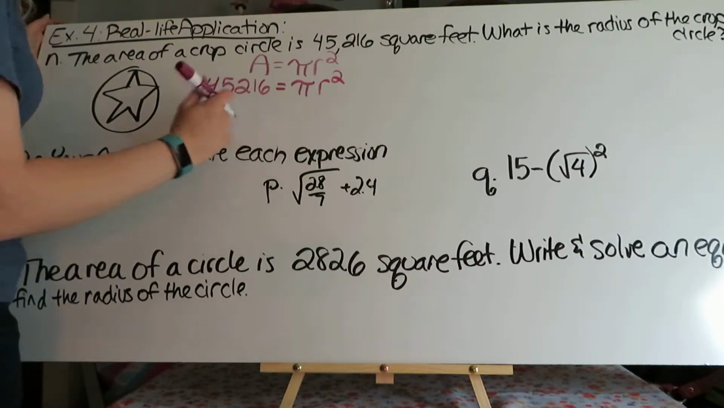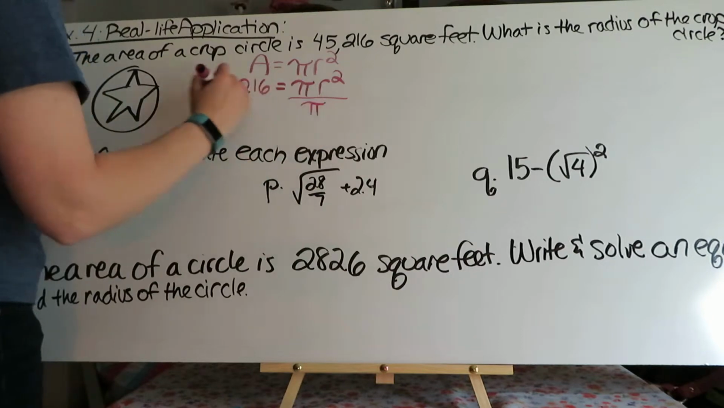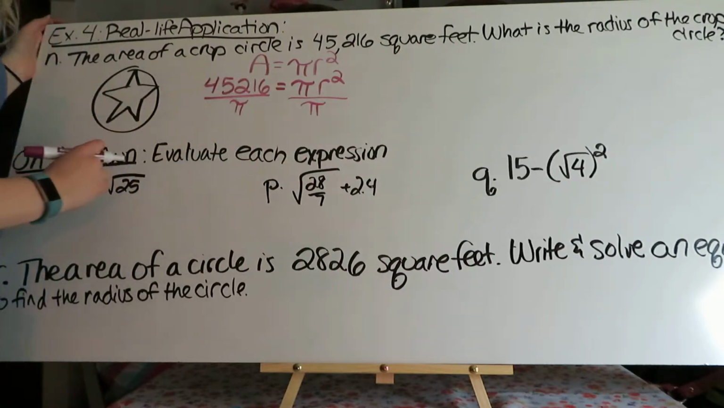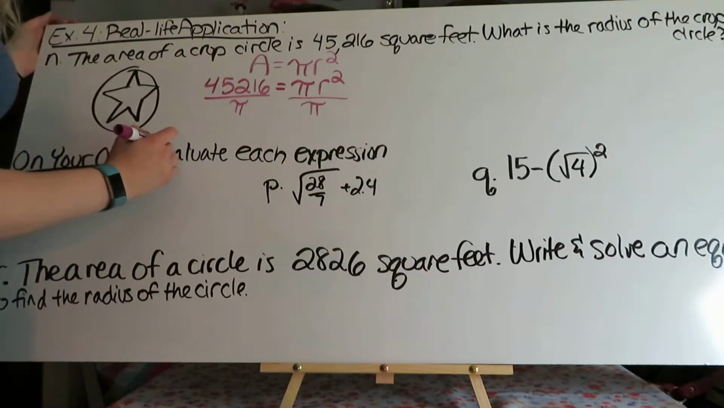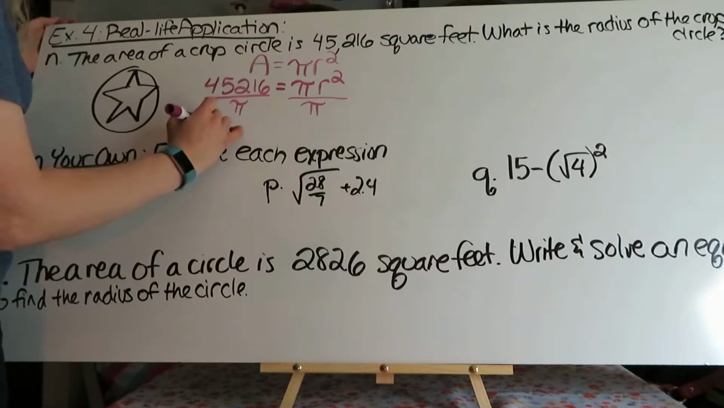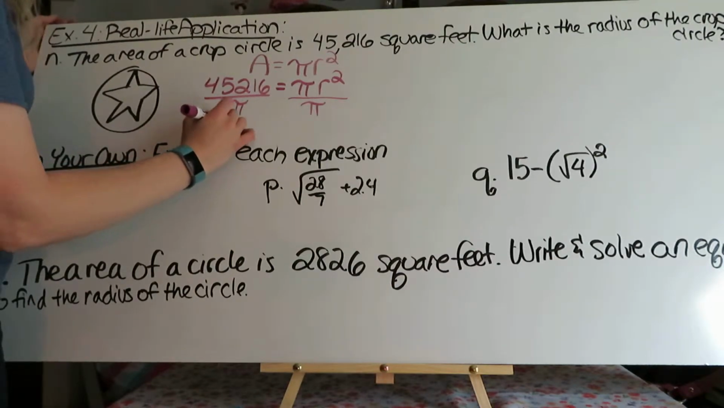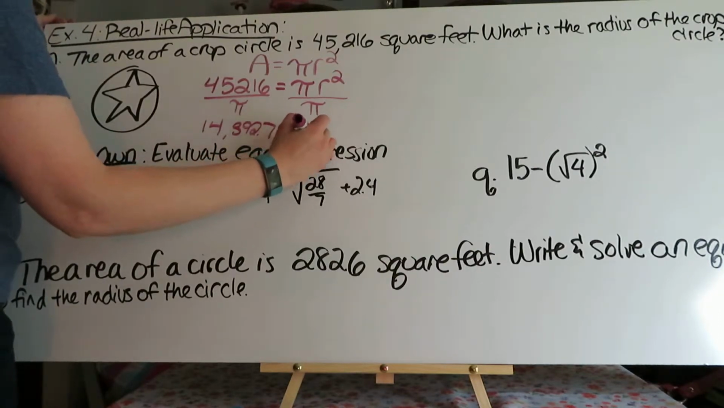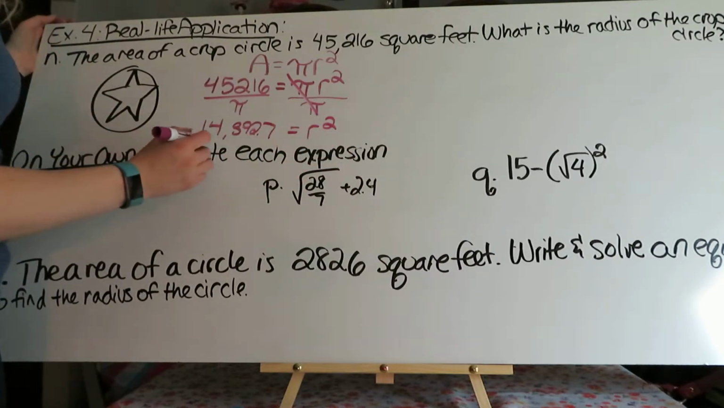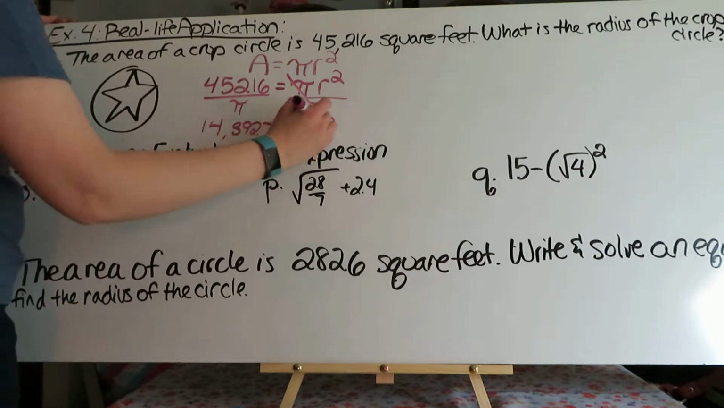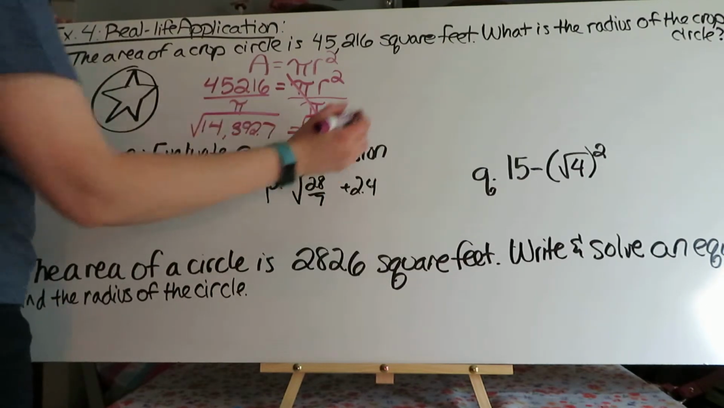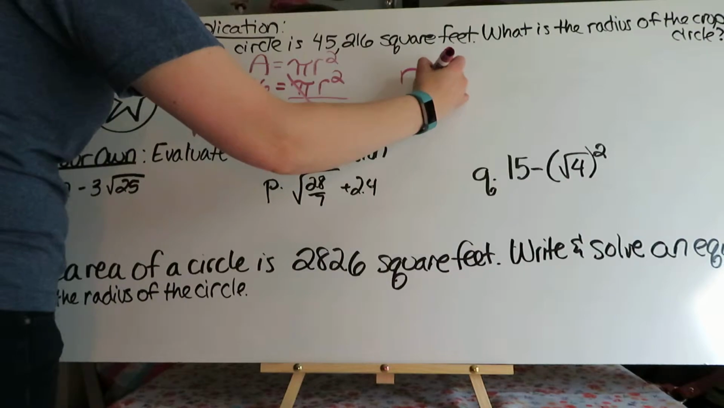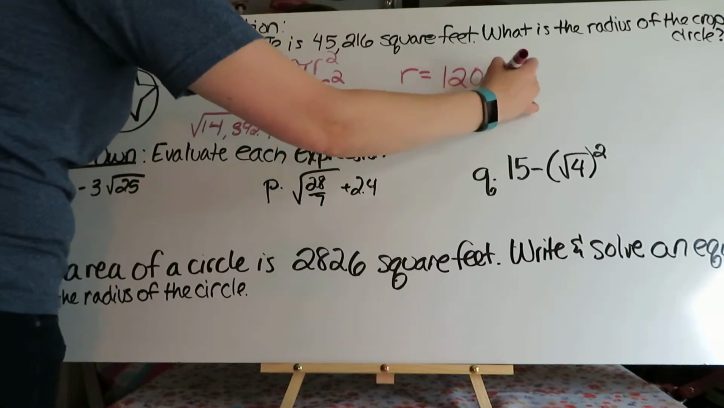We do know what pi is. Pi can be simplified to 3.14, which is going to give me 14,392 and 7/10, which equals r squared, because that's simplified. The opposite of squaring is square rooting. So the radius is 120 feet.